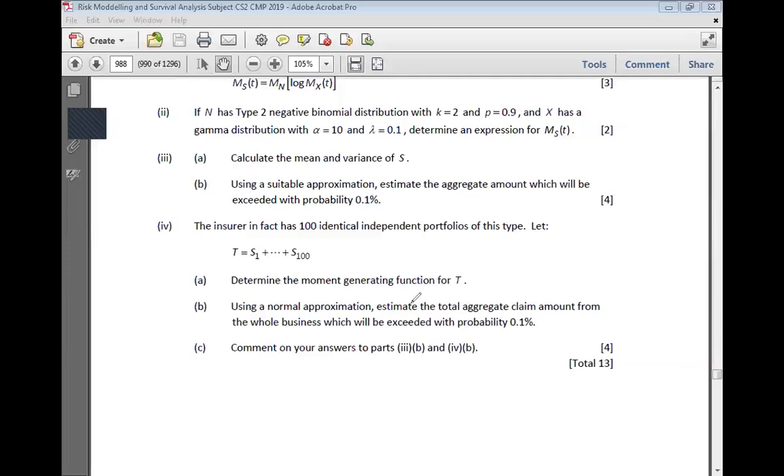Yeah, we can hear you. It says that if N has type 2 negative binomial distribution with k equal to 2 and p equal to 0.9, and X has gamma distribution with alpha equal to 10 and lambda equal to 0.1, determine an expression for MS(t). Would you all want to try this for yourself? We have done this ample times, right? So I want you all to now try it in your notebooks and send me the pictures on WhatsApp.